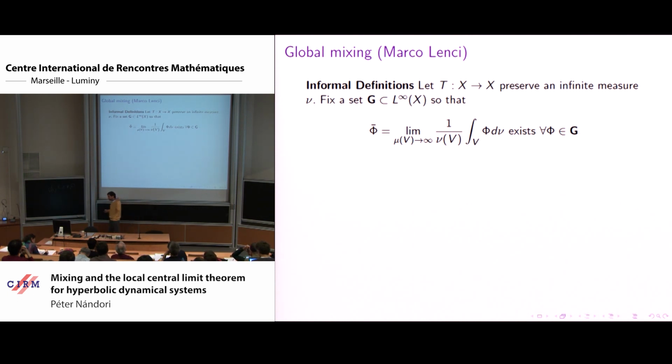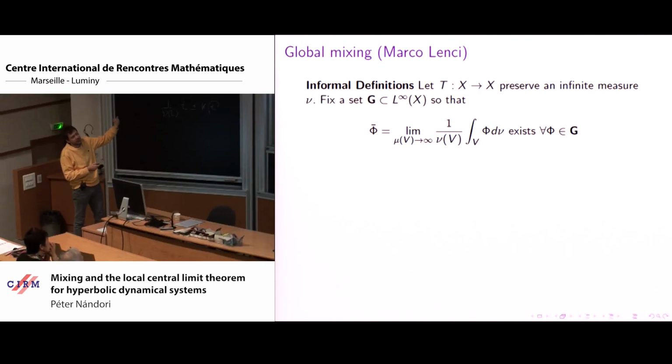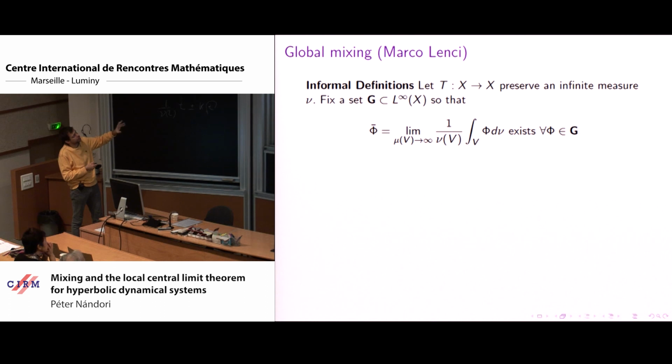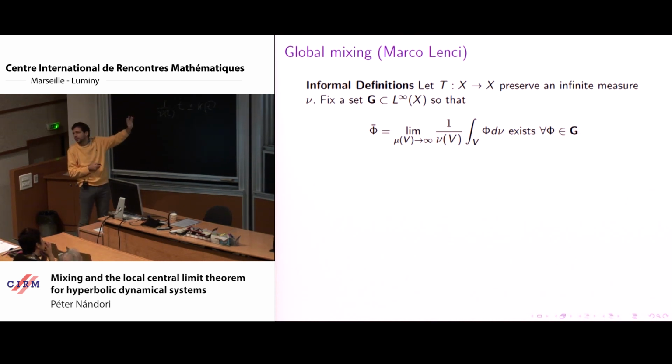So the proposal of Marco is more or less the following, okay? This is not going to be very precise. Consider a map which preserves an infinite invariant measure nu, and fix a set of bounded test functions, which I'm going to denote by G. I'm not defining it very precisely; later I'll give you a more precise definition. But at least what I want is that averages over big boxes converge.